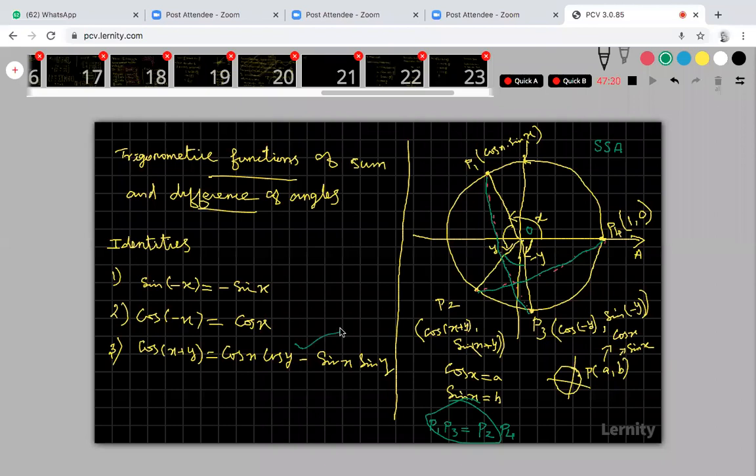We'll discuss that in your next class, because time is almost 4:30. I am trying to prove this formula: cos of x plus y equals cos x into cos y minus sin x into sin y. So this is the idea; please note it. Using this idea only, we are going to prove this formula. Some students think cos of x plus y is cos x plus cos y. No, that is not correct, it is not always equal. This is a formula we are going to prove in the next class.